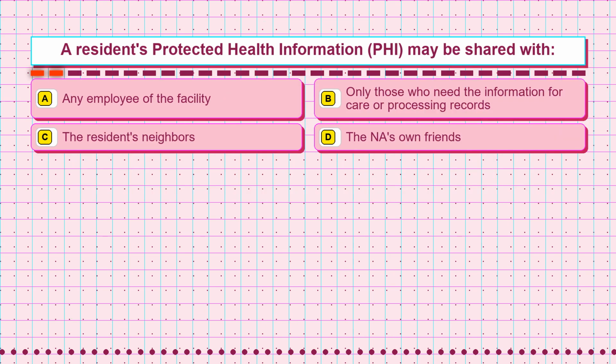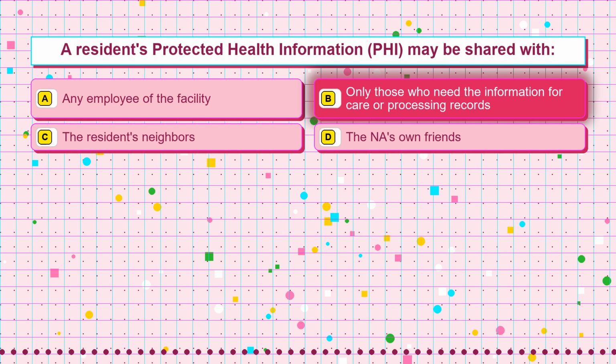Question 12. A resident's protected health information, PHI, may be shared with Option A. Any employee of the facility. Option B. Only those who need the information for care or processing records. Option C. The resident's neighbors. Option D. The NNAAP's own friends.